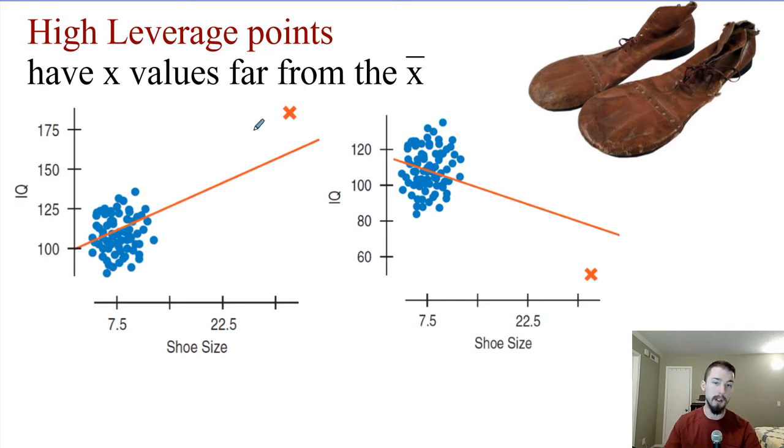Both of these would be considered influential as well. If it was in the middle here, or on the y bar, so if you had a y bar here, that wouldn't actually change the slope.